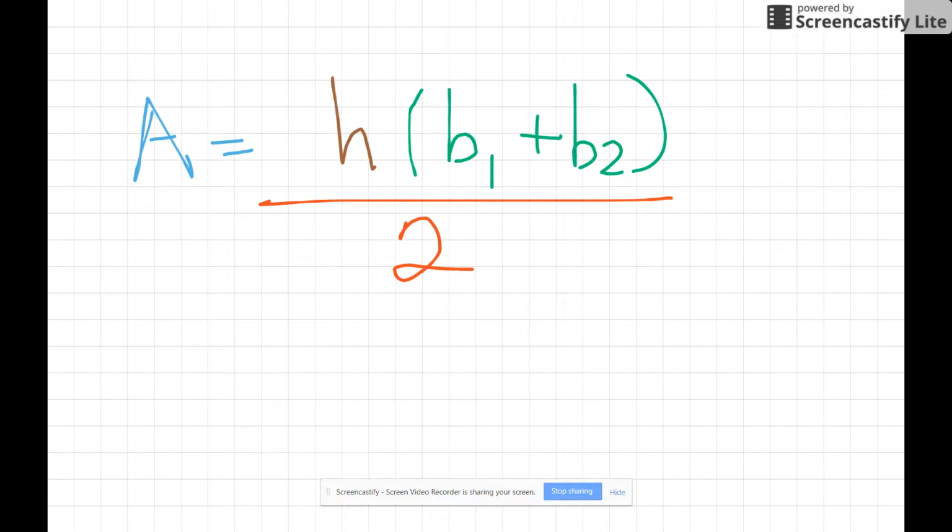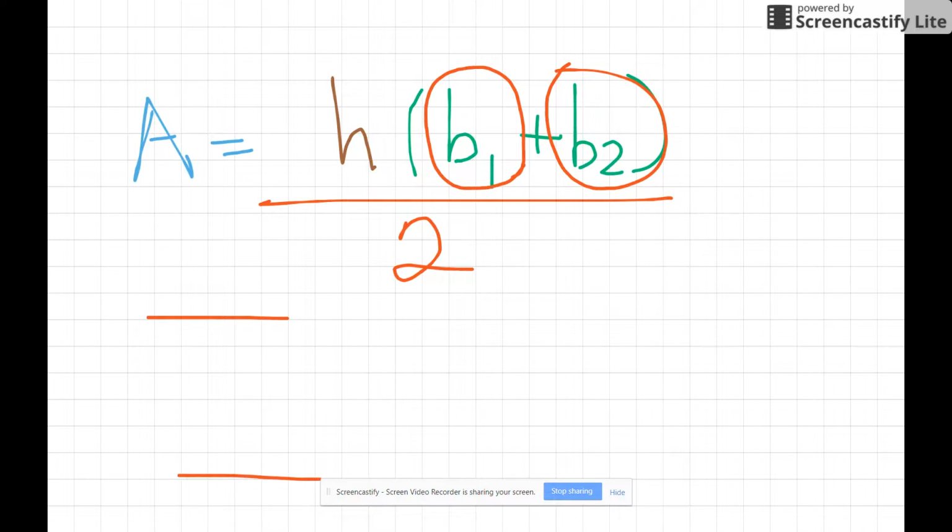Now, the only reason why we mark the bases, base 1 and base 2, is to separate or differentiate the bases from each other, to show that there is a difference. In this case, the two bases are green. Either one of them can be base 1 or base 2.